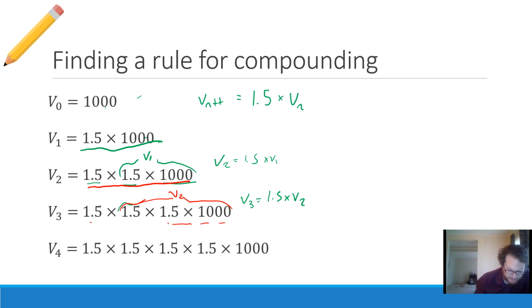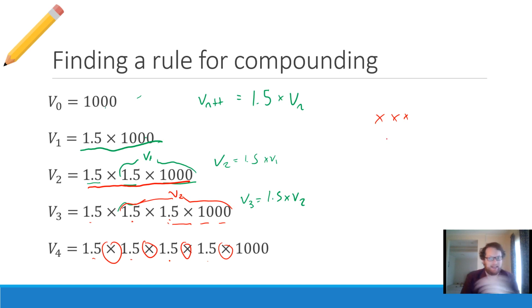But we can start to see this. We've got 1, 2, 3 copies of 1.5. Here we've got 1, 2, 3, 4 copies of 1.5. But instead of adding them, which we did before, what we're doing is we're multiplying them. Now, is there a way we can say how many times you multiply by the same thing? If you're not yelling, hey, raise it to a power, then you've missed the point. But that's what I'm trying to say.